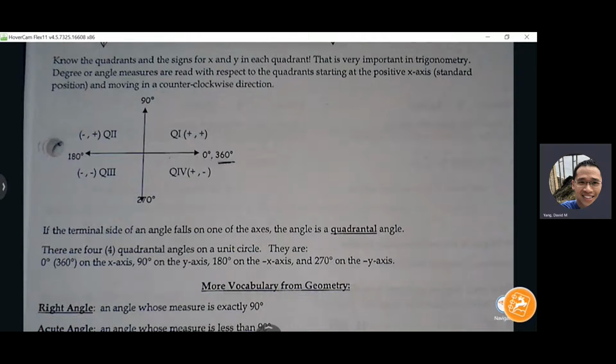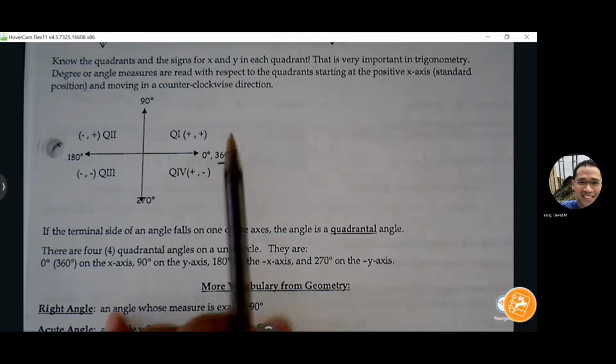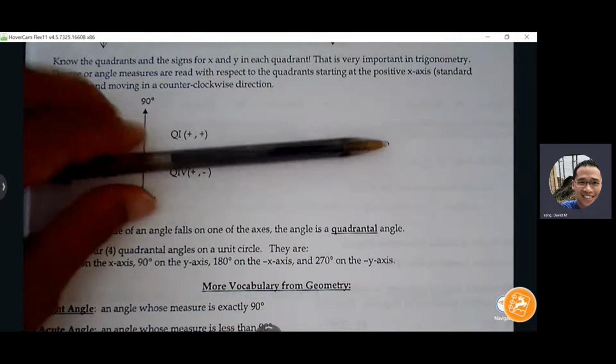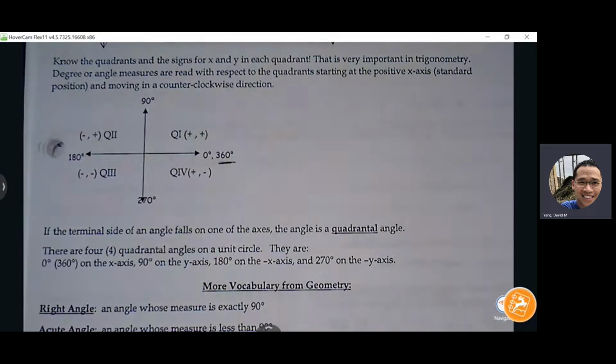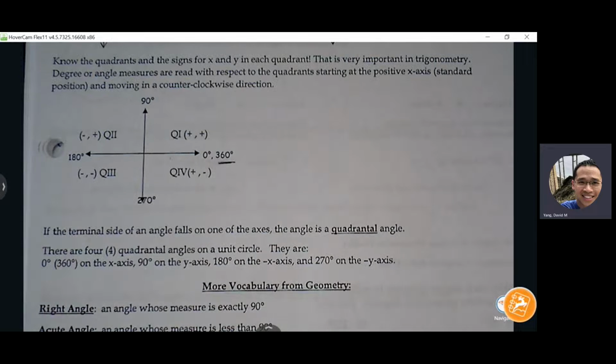If the terminal side of an angle falls on one of the axes, then that angle is called a quadrantal angle. We have 4 quadrantal angles on the unit circle. 0 and 360 talk about the same angle measure, but with 360 we circle back to our starting point, so 0 and 360 refer to the same positive axis. We talked about this: 90 degrees is on the positive y-axis, 180 is on the negative x-axis side, and 270 is on the negative y-axis side.